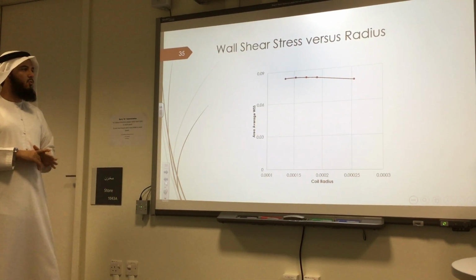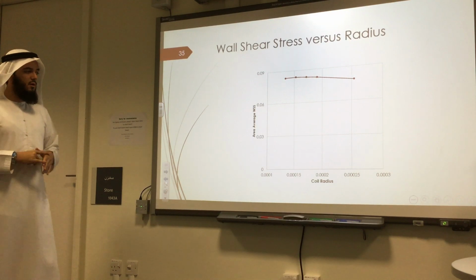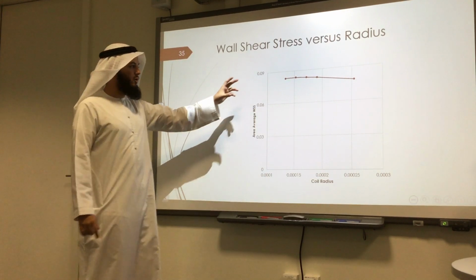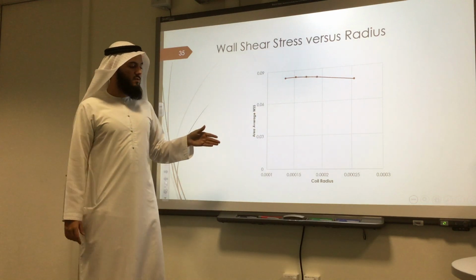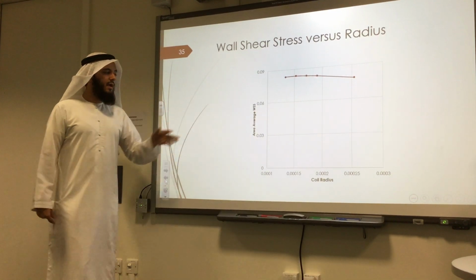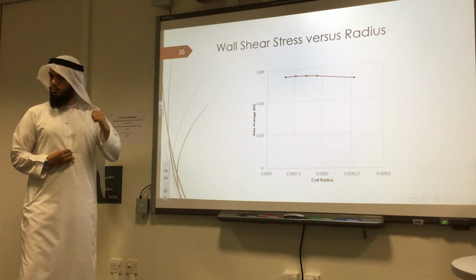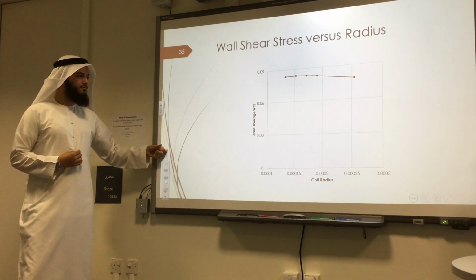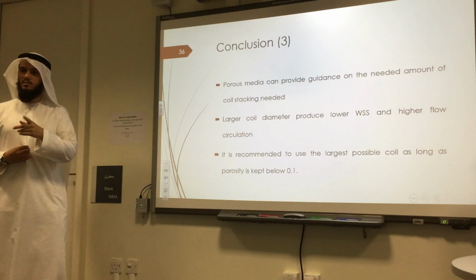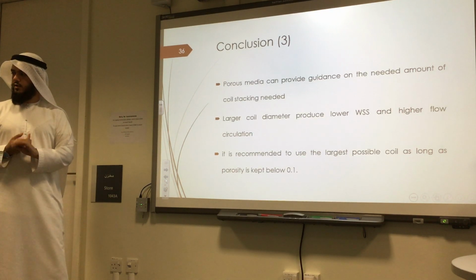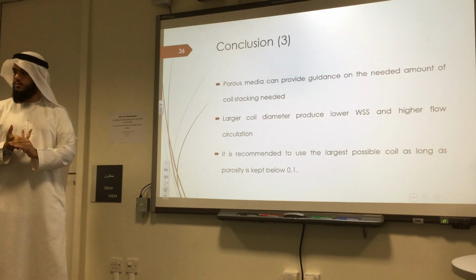And here you have wall shear stress versus radius. It's a small change. We notice that it's a small change, but as coil radius increases, area average wall shear stress decreases. But it's a small change. That's why porosity is more important. So the surgeon needs to keep his coil diameter at the maximum and the porosity at the minimum.